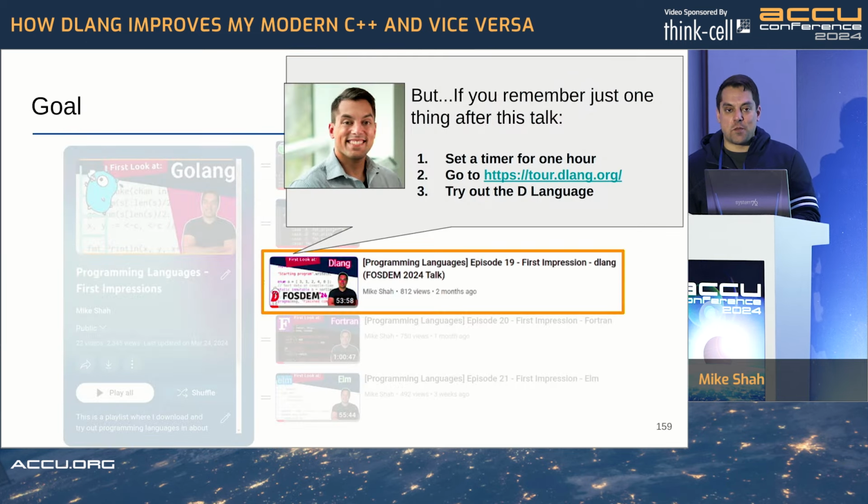All right, so don't forget your homework. Set your timer for 1 hour. Check out the D language tour. Try it out. See what you learn. See if it improves your C++ or whatever language you're using.